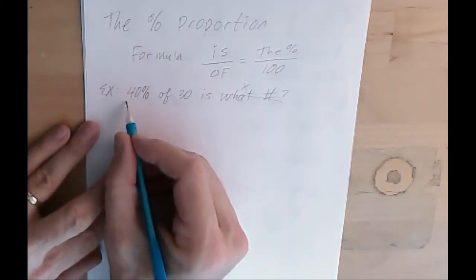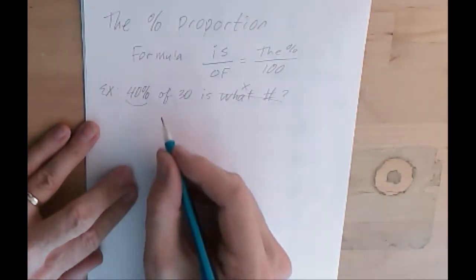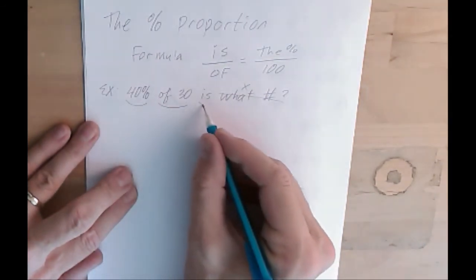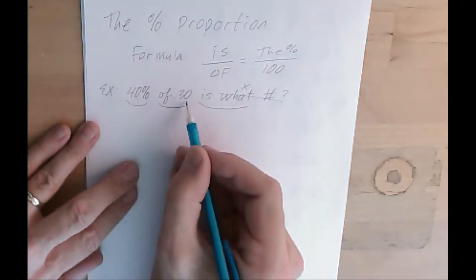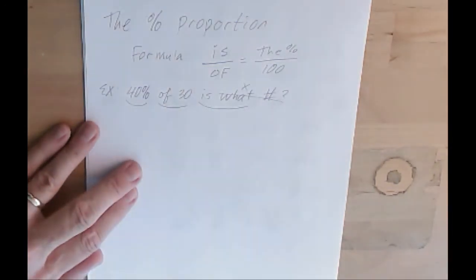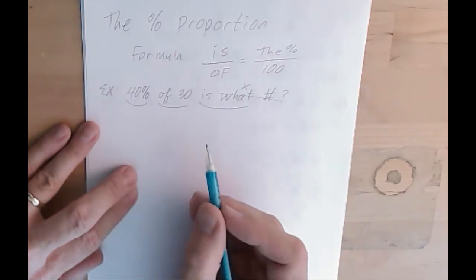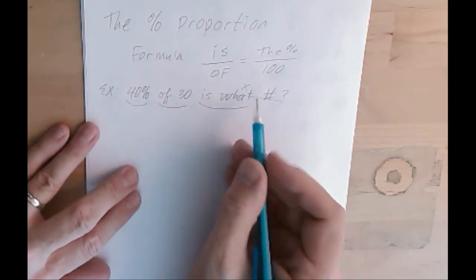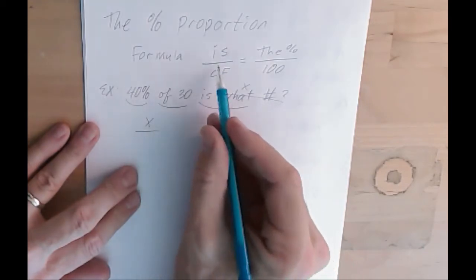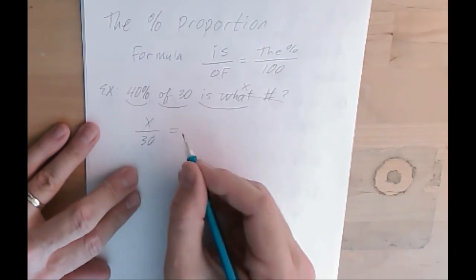Now, look at this. There's the percent, there's the of, and there's the is. I know what you're thinking: 30 is between of and is. How do I know which one? Because if you stick 30 with the is, who's x going to go with? So you've got to pair them up as best you can. So, is over of. What's the is? X. Over, what's the of? 30, equals, what's the percent?